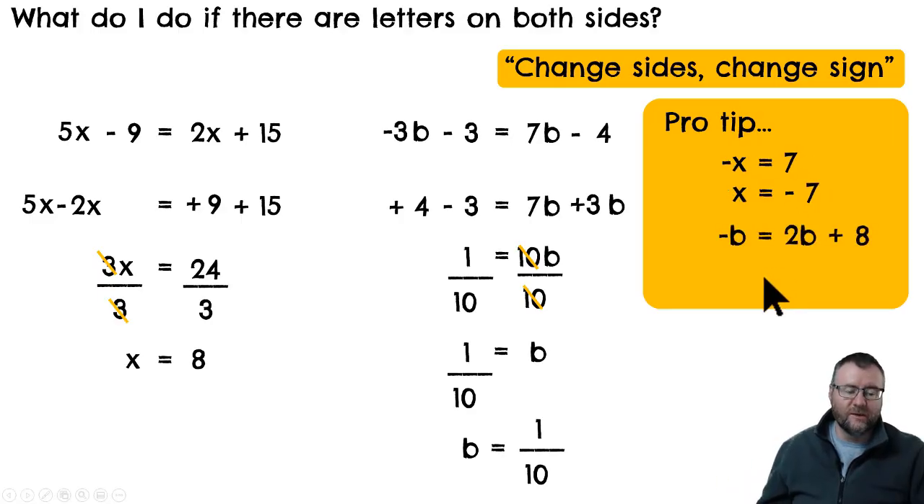One more example to show you what I mean. Negative b equals 2b plus 8. I want this to be a b, not a negative b. So I can change the sign of this as long as I change the sign of this piece and this term here. So I'll end up with b equals negative 2b, negative 8. And now I've got the b on its own in its positive form.